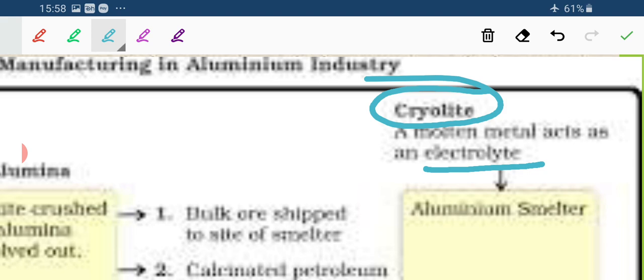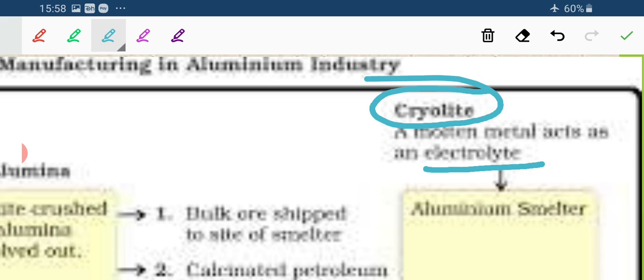Now what is an electrolyte? Actually, an electrolyte is a substance that produces an electrically conducting solution. Where there is conductivity of electricity in a solution, that is an electrolyte.